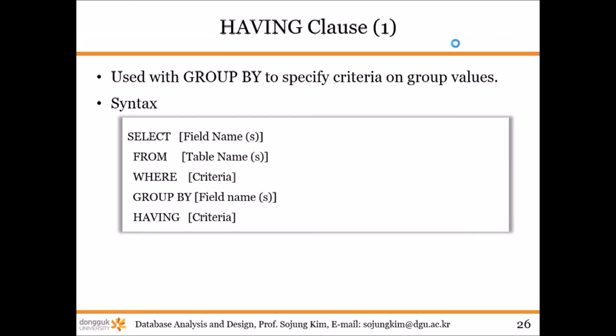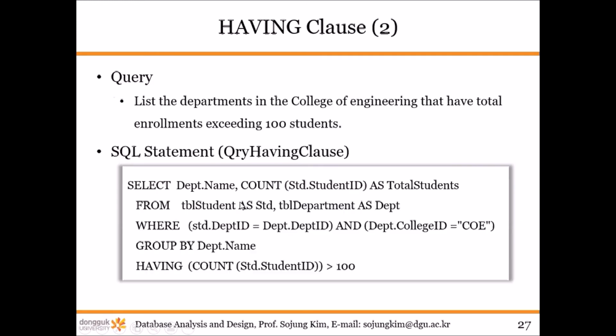Next one, the HAVING clause. It is used with GROUP BY to specify criteria on group values, and the syntax is like this. After the GROUP BY, you can add HAVING so that you can address the criteria on this group. Let's look at this example. You want to find the departments in the College of Engineering that have total enrollment exceeding 100 students. So it's more like a big department, having more than 100 students. Here is an example code.